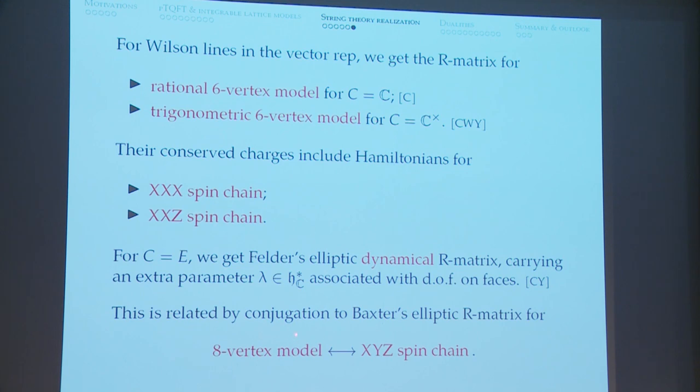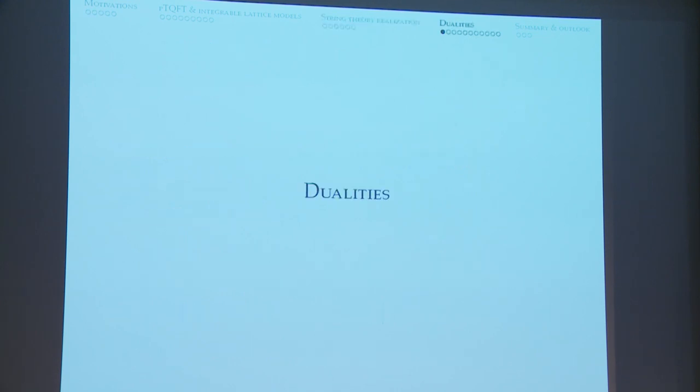All right, but this elliptic dynamical R matrix is related to the more well-known Baxter's elliptic R matrix for the eight-vertex model by just conjugation by some operator. And this eight-vertex model is equivalent to the XYZ spin chain. Okay. So that's what you get. So now, let me.